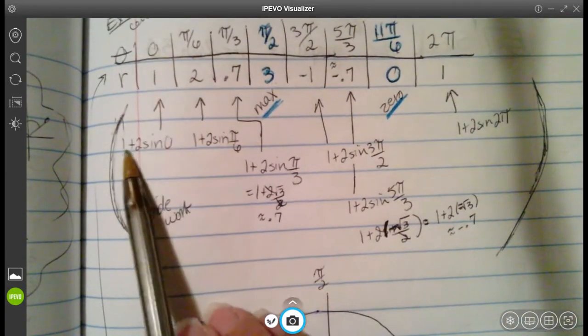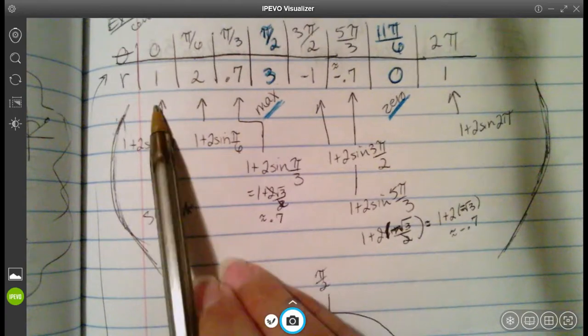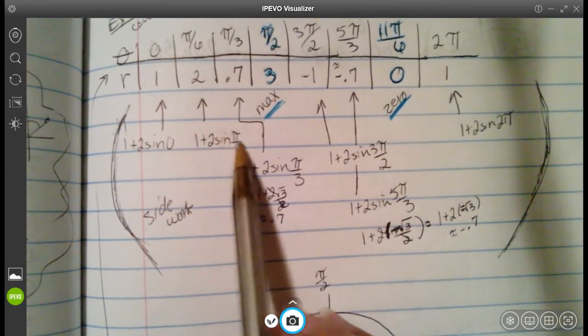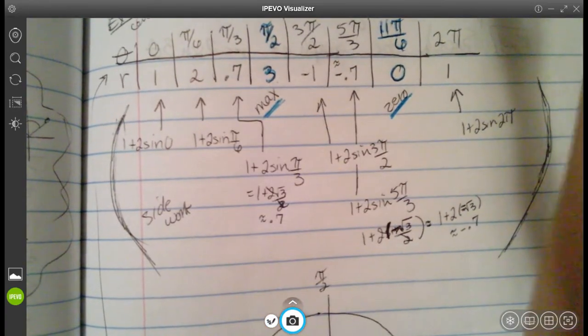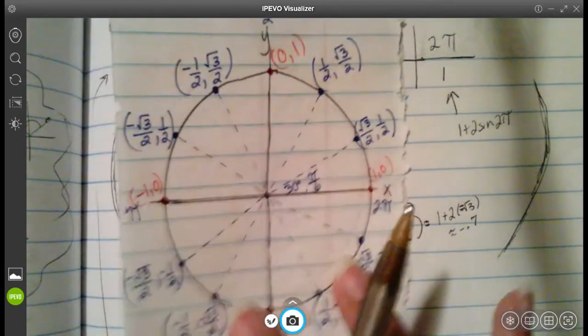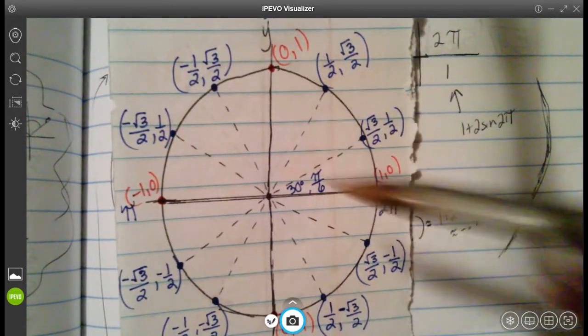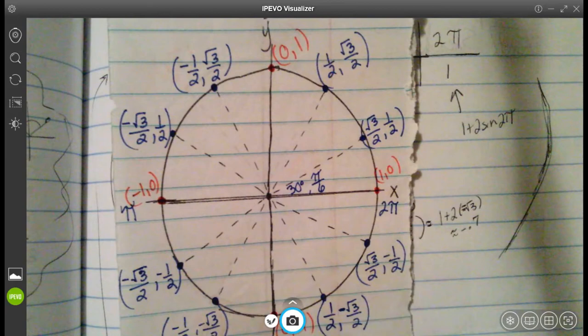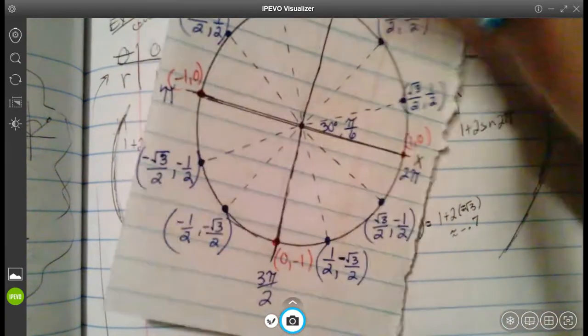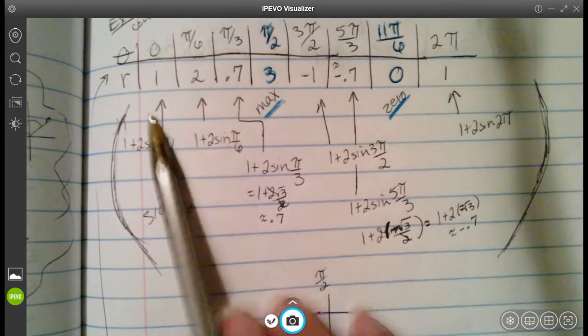So this is like 1 plus 2 sine of 0, that gave me 1. 1 plus 2 sine of pi over 6, it gave me 2. And again, I did use this because I don't have the entire unit circle memorized. I kind of just have the first quadrant. But I know that we have the reflective properties. So you can use this or any other unit circle that you might have if you lost this. So yeah, we have all our values.